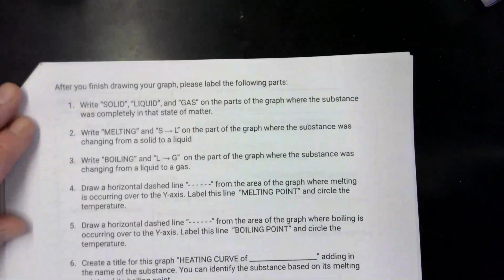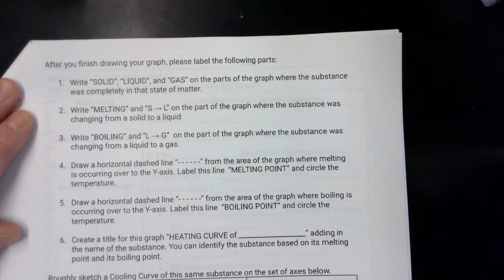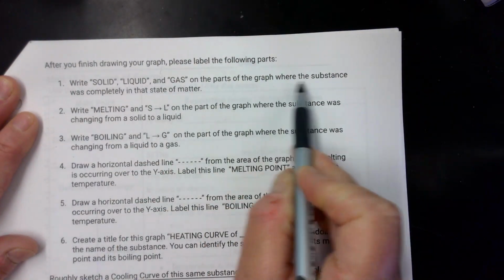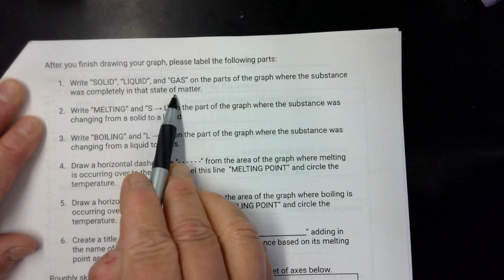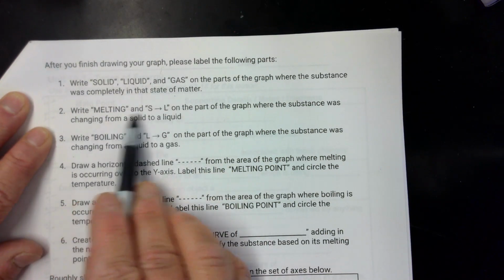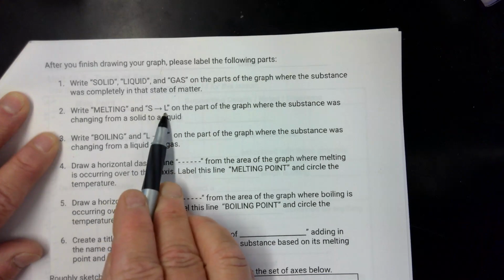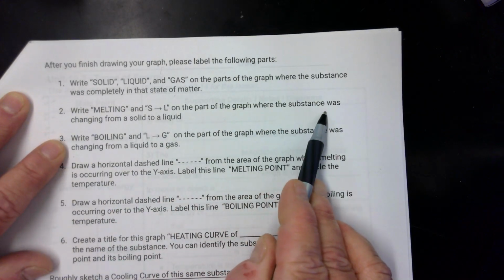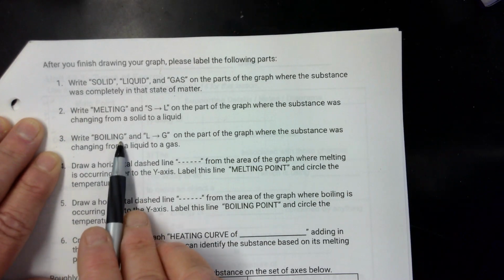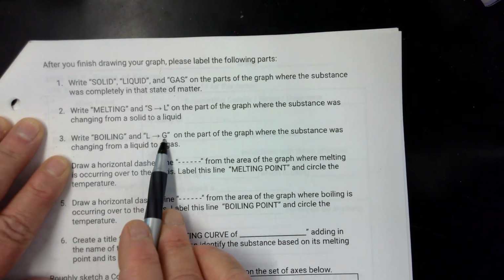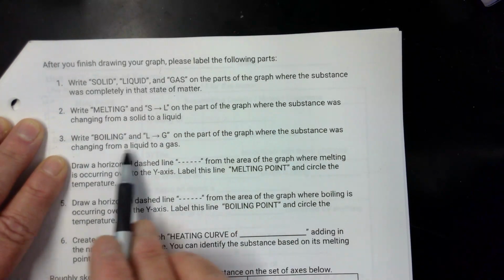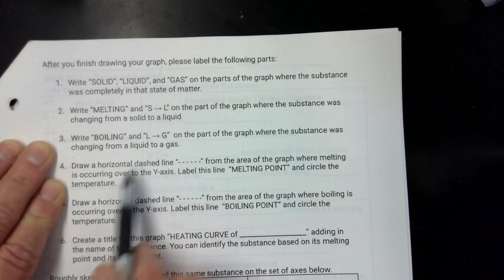Once you construct that graph, you're going to write the words solid, liquid, and gas on the parts of the graph where the substance was completely in that state of matter. You're going to write the word melting and S to L, meaning solid to liquid, on the part of the graph where the substance was changing from a solid to a liquid. You'll write boiling and L to G, liquid turning into gas, on the part of the graph where the substance was changing from a liquid to a gas.